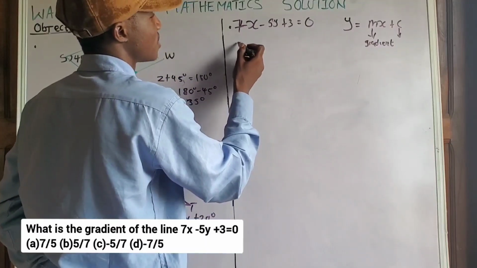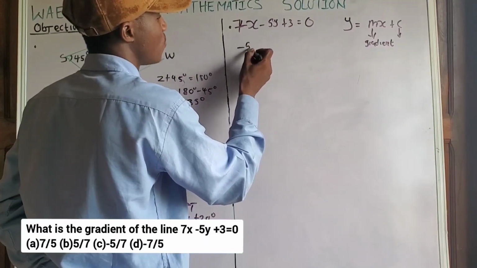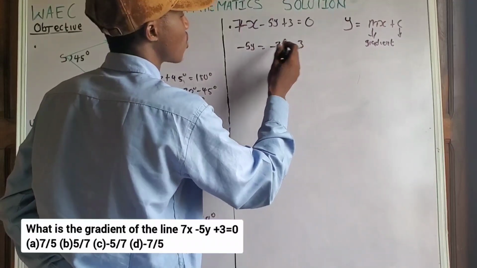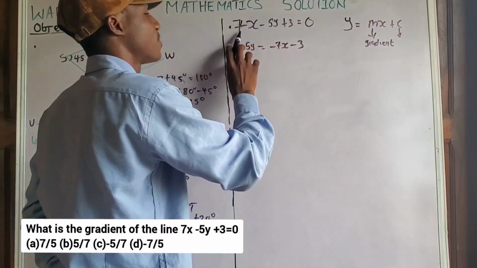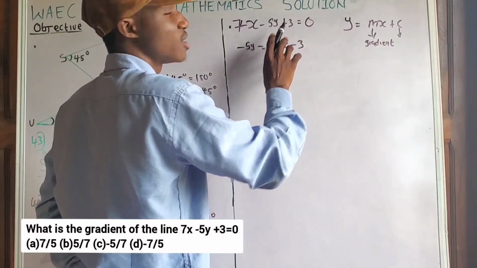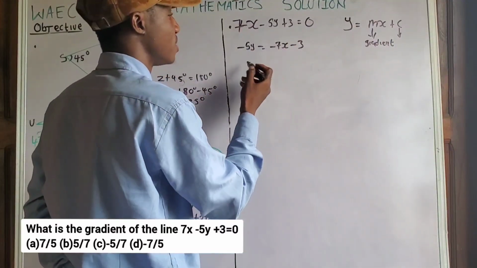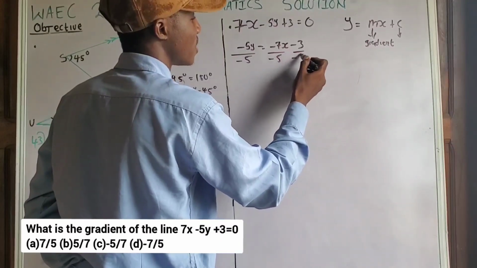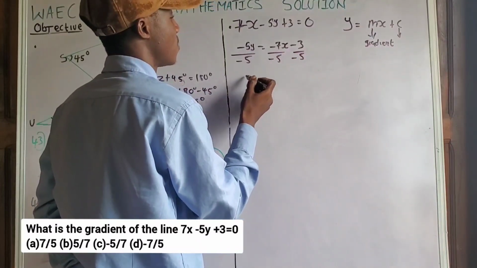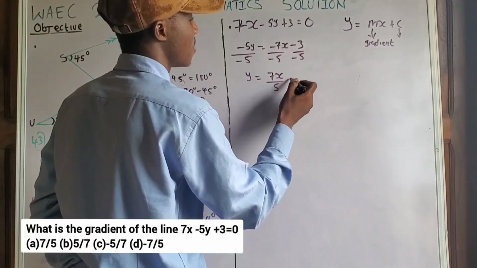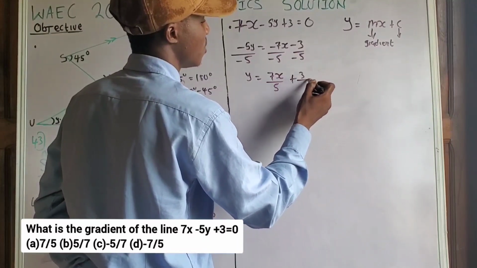I'm going to have minus 5y equals minus 7x minus 3, because the 7x will cross the equals to sign and change to negative, and the 3 will also change to negative 3. So divide each term by negative 5. I'm going to have y equals 7x over 5 plus 3 over 5.